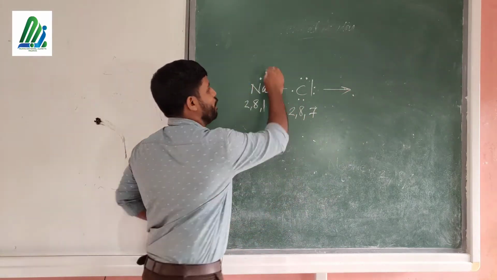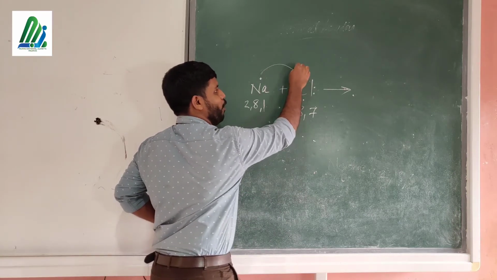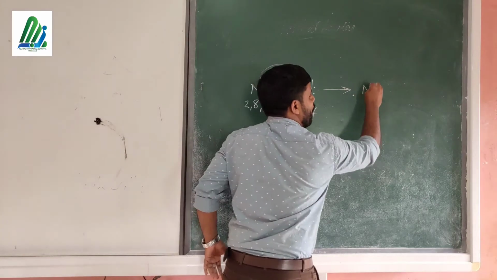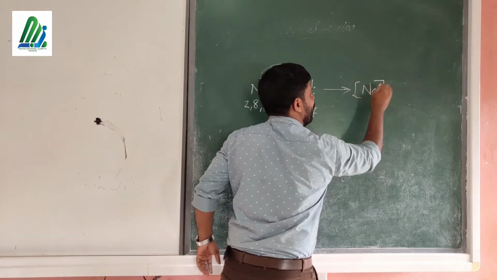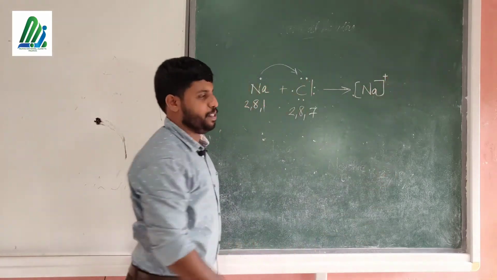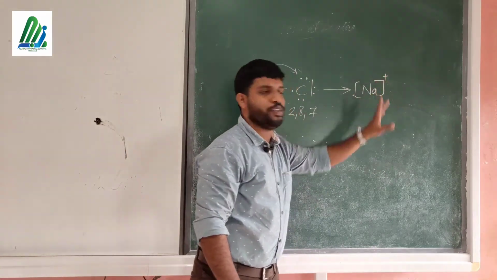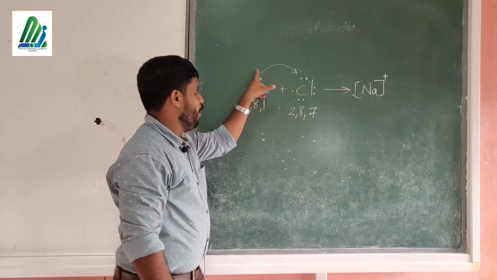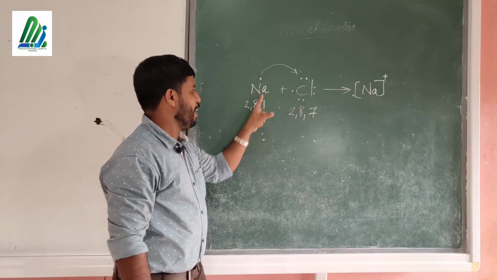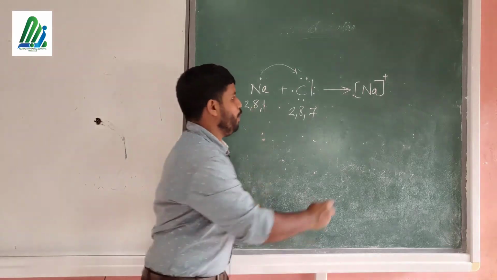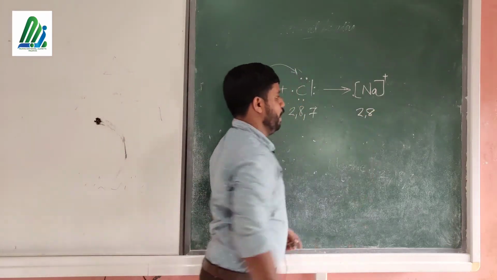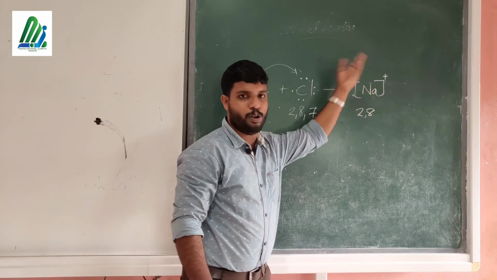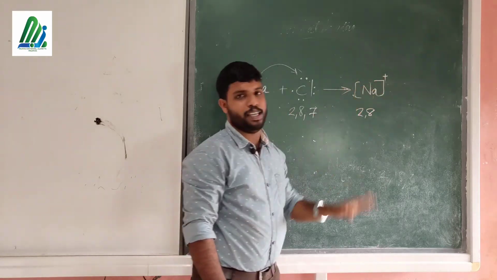What will the sodium do? The sodium donates the electron to the chlorine atom. If an atom donates 1 electron, what happens? It will get a positive charge. So we represent it in a square bracket, and in the top portion we represent a positive charge. The electron is lost now, and the electronic configuration becomes 2, 8. So we represent 2, 8. The valence shell is 8 electrons. There is no need to represent the valence electron here because it is lost. So the positive charge is represented.